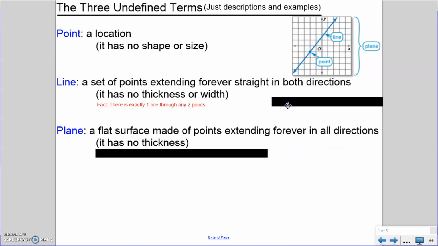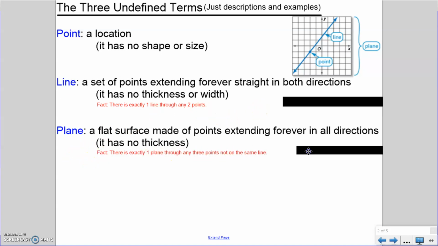One fact is there's exactly one line through any 2 points. So you have 2 dots, you connect them, keep going forever. There's exactly one line, can't make anything else. And for a fact for planes, there's exactly one plane through any 3 points not on the same line.